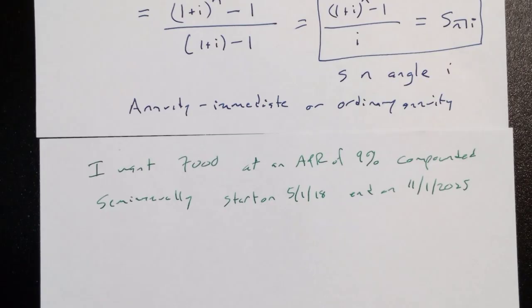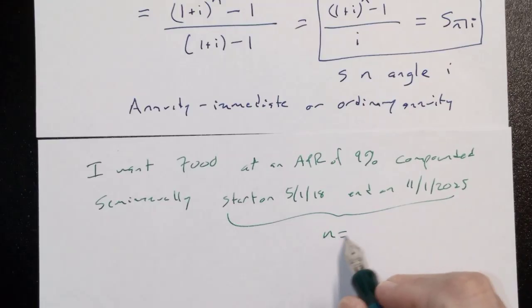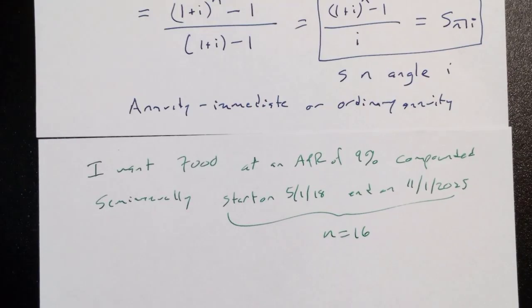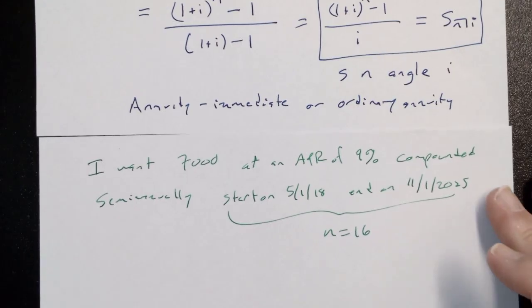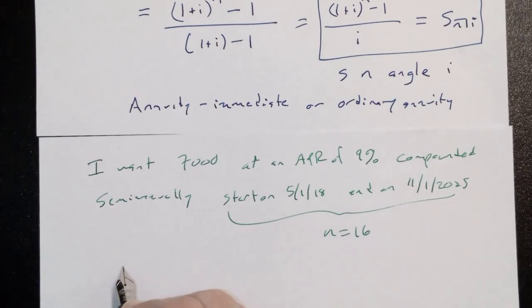But making the payments every 6 months, I'll make them May 1st and November 1st each year, right? So 18, 19, 20, 21, 22, 23, 24, 25. I'll make 8 years worth of payments. That's 16 payments. What is my per period interest rate? So 4.5%.